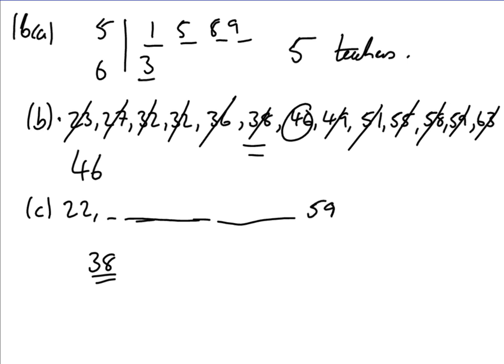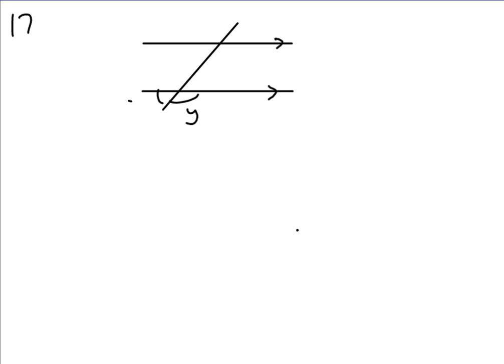Question 17. So the best sketch I can do here for this one. So we've got here, and we know we've got parallel lines. This is Y, Z, X, 64. And we've got then part A, write down the value of X. Now it might say give a reason as well. In this case it doesn't, so we just need to put down X as 64.